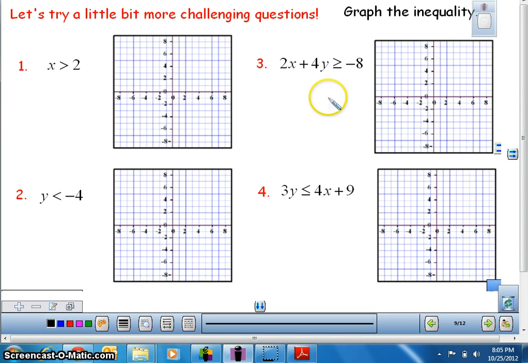Some of these sometimes get a little harder, but I want you to think about, what do we know about x greater than any number? If it's x and a number and there's only one variable, x, the line is always vertical.